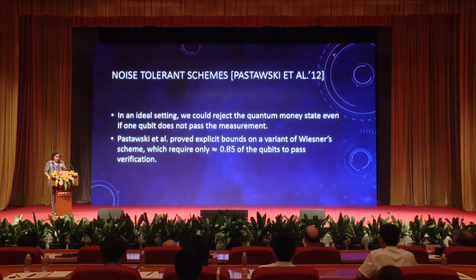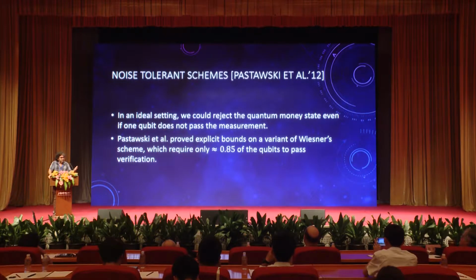Okay. So far, we considered schemes that do not involve noise, right? If one of the results was faulty, we kind of saw the money as invalid. And of course, for reasons related to noise, this is ridiculous, right? Of course, some of the outcomes would be wrong. Pastawski et al. gave a variant of Wiesner's scheme, very close to it, but that can tolerate an error rate, even in the honest case, of 15% and proved security.